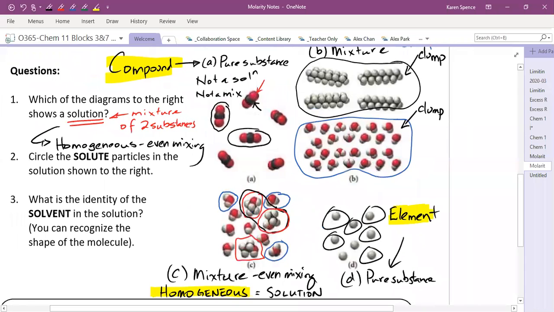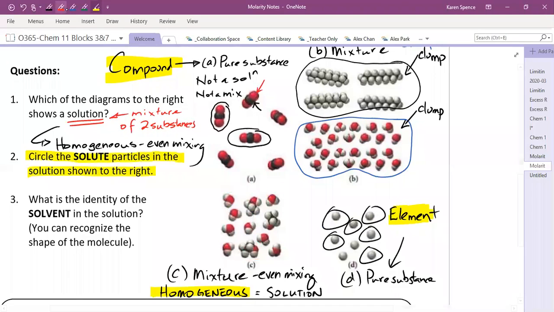All right, question number 2 here. It says circle the solute particles in the solution shown to the right. So I'm actually going to erase all the circles I put on there. And you need to remember now, what does it mean to be the solute? Is the solute present in the greater amount or is it present in the lesser amount? You can answer that in the chat.